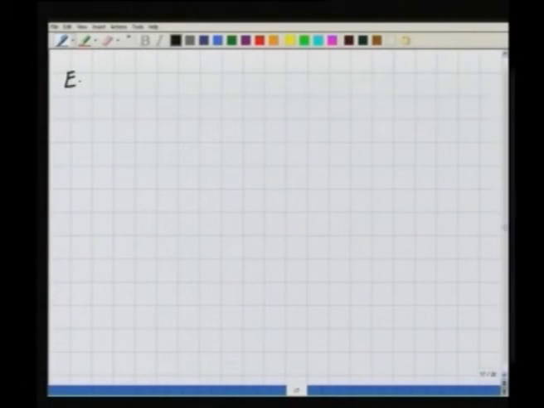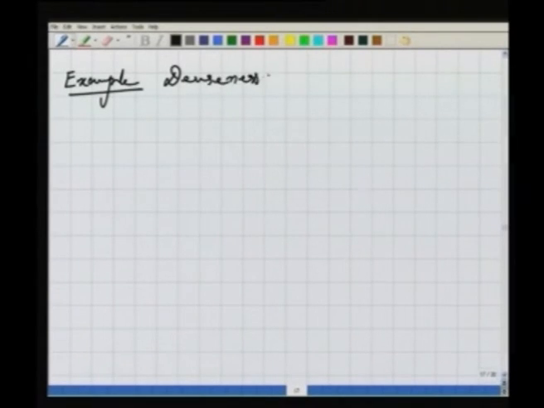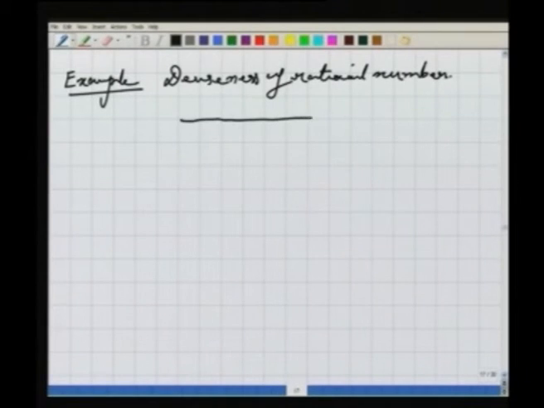The second example which I have in mind is the denseness of rational numbers. What does denseness really mean? Well, to illustrate it, let us look at the picture again. This is the real line. Let us say I am standing at the point root 2, which is an irrational number.